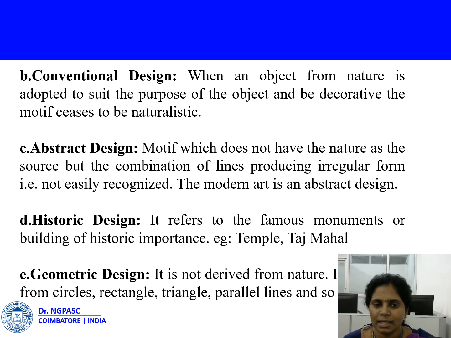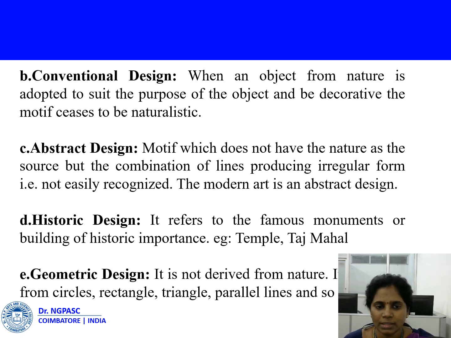The next is the abstract design. The motive which does not have nature as the source, but a combination of lines producing irregular form that is not easily recognized, is called abstract design. For example, contemporary arts and modern arts are examples of abstract design.